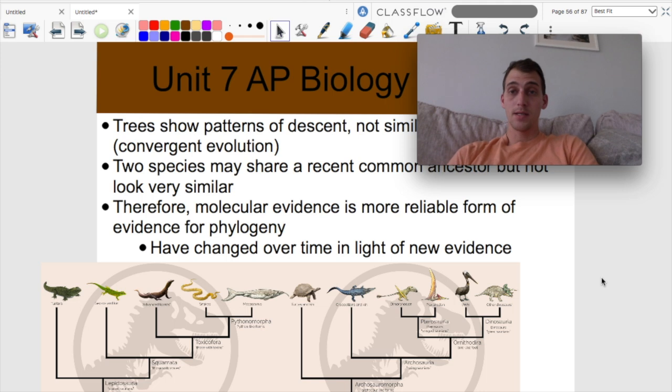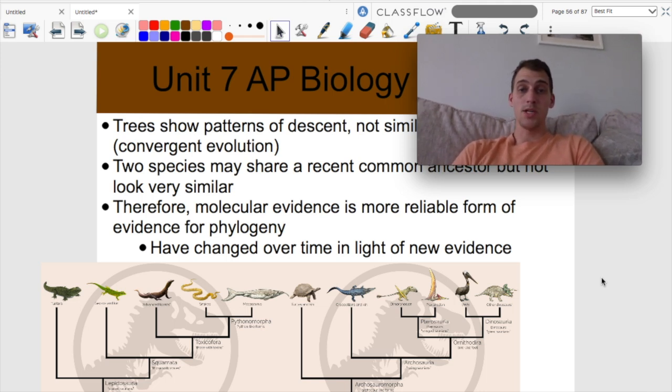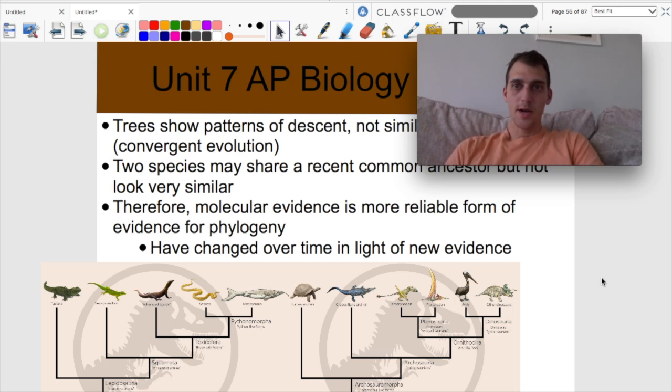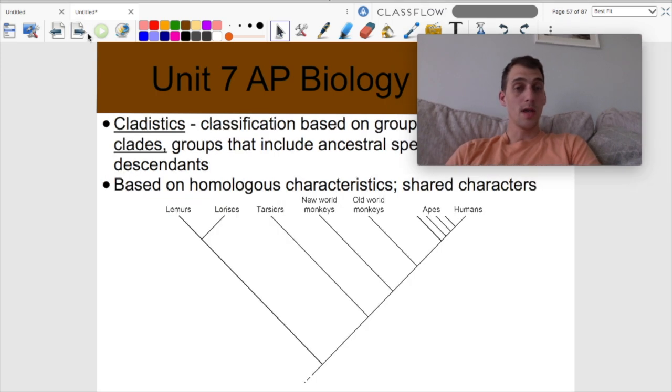We can basically determine their molecular similarities or molecular homology. What percent of their genome is the same, or how many genes do they share, how many amino acids in their cytochrome C do they share or have in common, and that's more reliable for building phylogenetic trees.